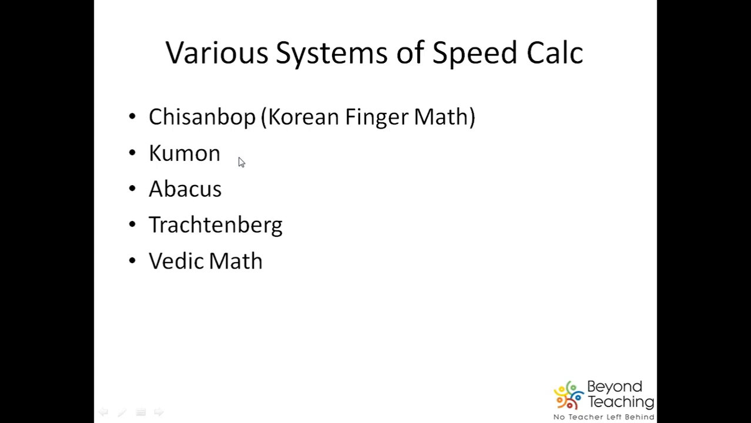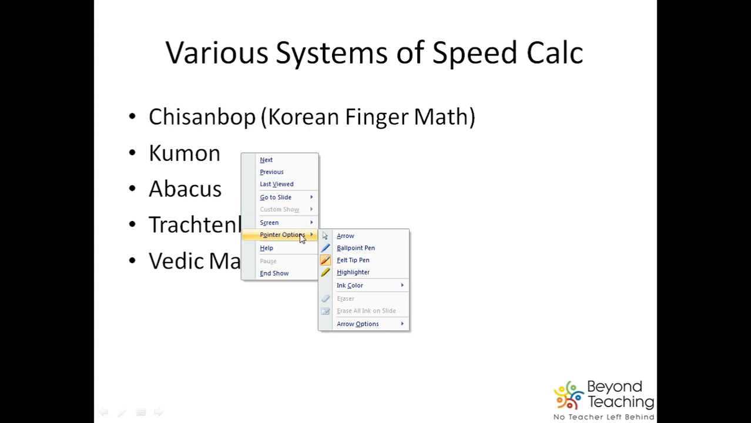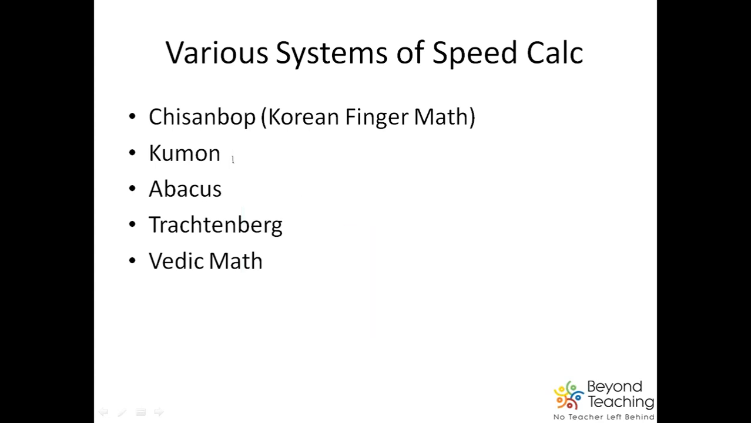So it's basically a finger-based system. And then you have Qmon, which is again a system that is practice-based, and the philosophy is that you can do a lot of practice, and practice will make you perfect. Abacus, of course, is something that most of you have seen, or probably just now you've seen the photograph.